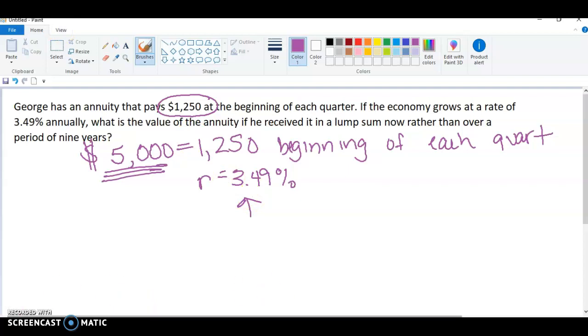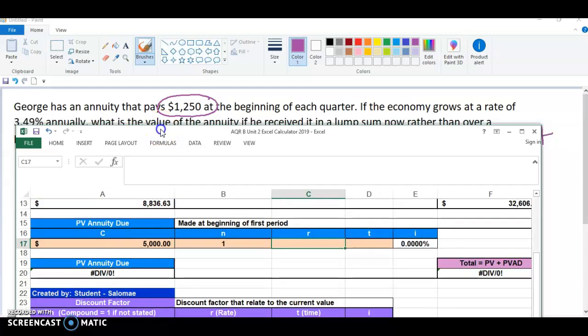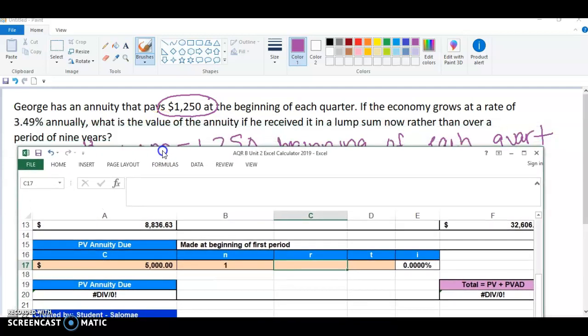So when you go to plug this into your calculator, you're going to put in C is the 5,000. You've got to put in the entire amount since it's compounded 1 time per year, and it's 3.49% here, and it says 9 years. So right here, it's going to show me what that would be now if I were to actually take that amount. So it's $39,384.13.